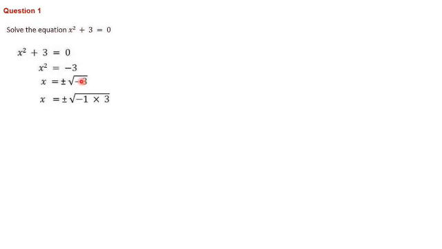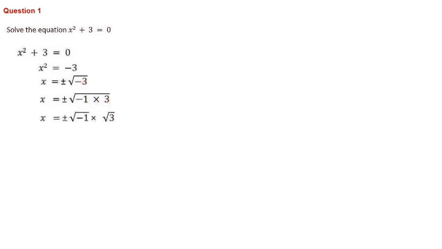Let's begin the exercise questions. First question from exercise 5.3, solve the equation x square plus 3 is equal to 0. Here x square plus 3 is equal to 0 is the given equation. From here plus 3 we can take to the right side, it comes as minus 3. x square is equal to minus 3. Now x is equal to plus or minus root of minus 3. And inside the root there is a negative term. So we will split this as plus or minus root of minus 1 into 3.